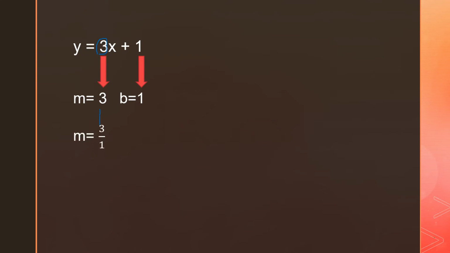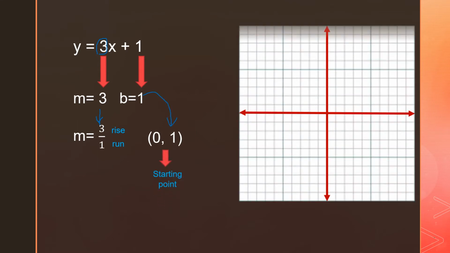For the slope, it can be written as 3 over 1, wherein 3 is the change in y or the rise, and 1 is the run or the change in x. We use 0, 1 as our starting point because the intercept is 1. For our graph, first let us plot 0, 1. So this is our 0, 1.